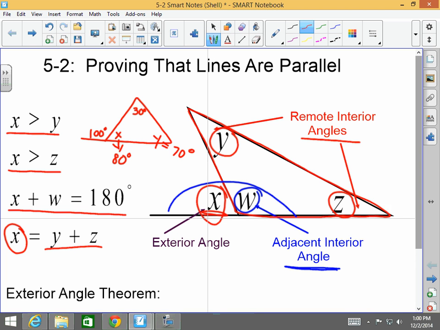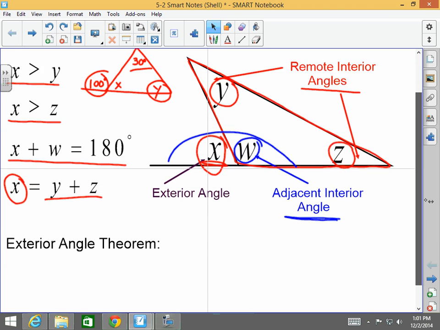Pretty simple, yes, I know. But with this theorem, we can do that in one step. Oh, I know that 30 plus Y has to equal 100. So that means Y equals 70 right off the bat. Okay? So very powerful tool here, very powerful theorem.